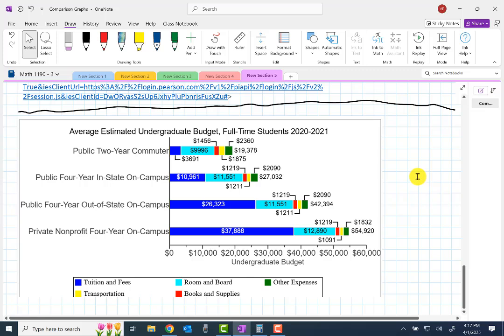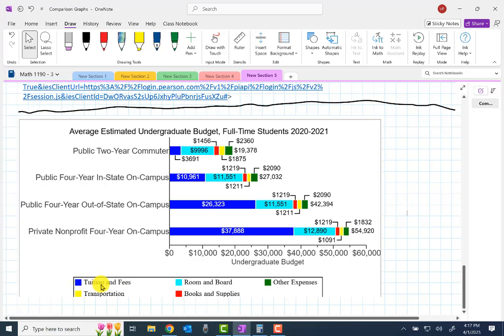Here we have another type of graph. It's a bar chart where you stack the bars on top of each other, and you can see that we have a total of 5 different budget items being considered in this problem. So let's just take, for example, the public 2-year commuter, right?